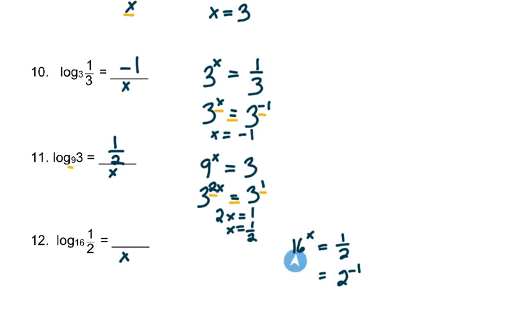So now I need to write 16 as 2 to some power. So 16 would be 2 to the 4th power. And then I include that x that's already in the exponent. So since the bases are both 2, the exponents have to be the same as well. So 4x has to equal negative 1. So then x would have to equal negative 1/4.